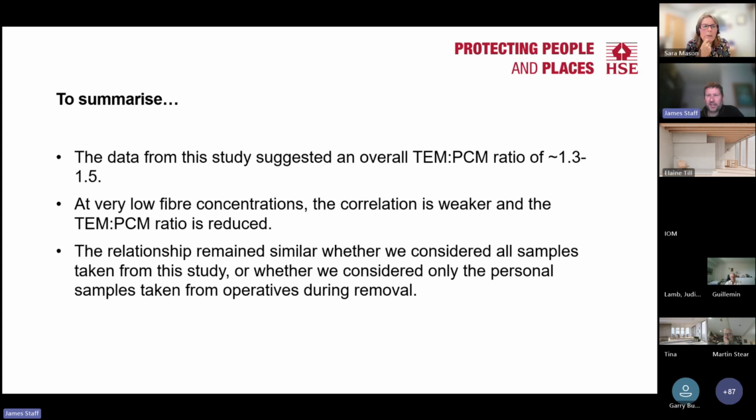So to summarise, the data from this study suggested an overall TEM to PCM ratio, certainly for higher amounts of asbestos, of 1.3 to 1.5. And it's important to remember that that's in predominantly amosite-containing materials. At very low fibre concentrations, the correlation is a little weaker, and the TEM to PCM ratio is also lower. The relationship remained quite similar whether we considered all the samples taken from the study or just the personal samples taken from the operatives during the removal.